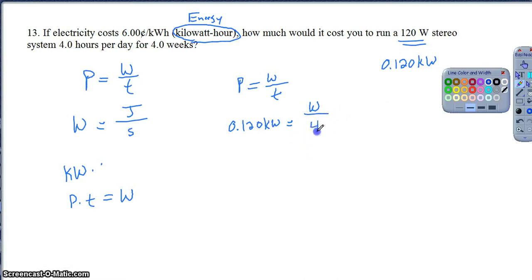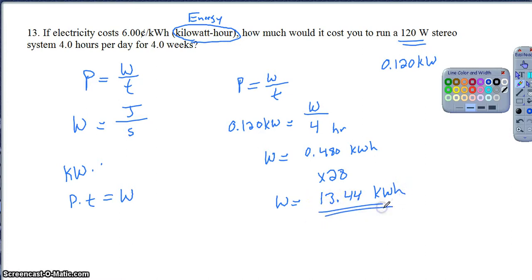So if you just want to start by calling that 4, then my work, my energy in terms of kilowatt hours would be 0.480 kilowatt hours for each day, right? But then it's each day for 4 weeks, so I'd take that number times 28 days because there are 28 days in 4 weeks, right? And so I've got the total work, the total energy would be 13.44 kilowatt hours over that course, right?